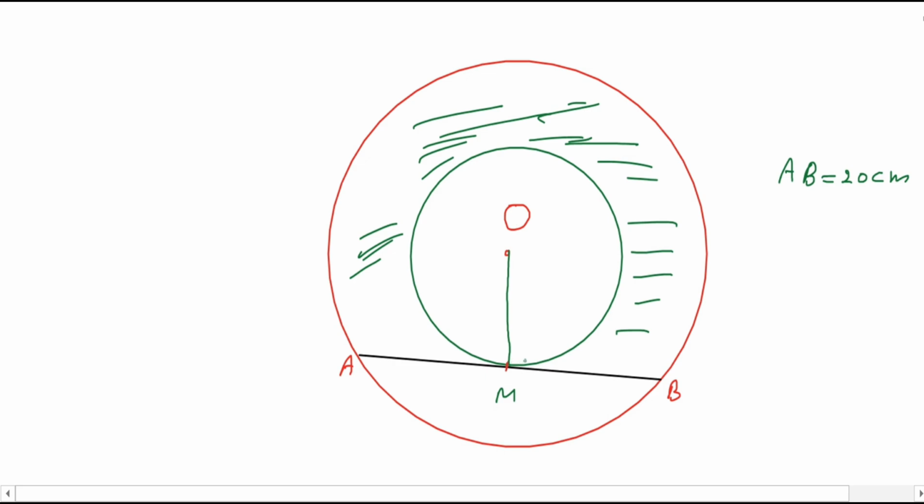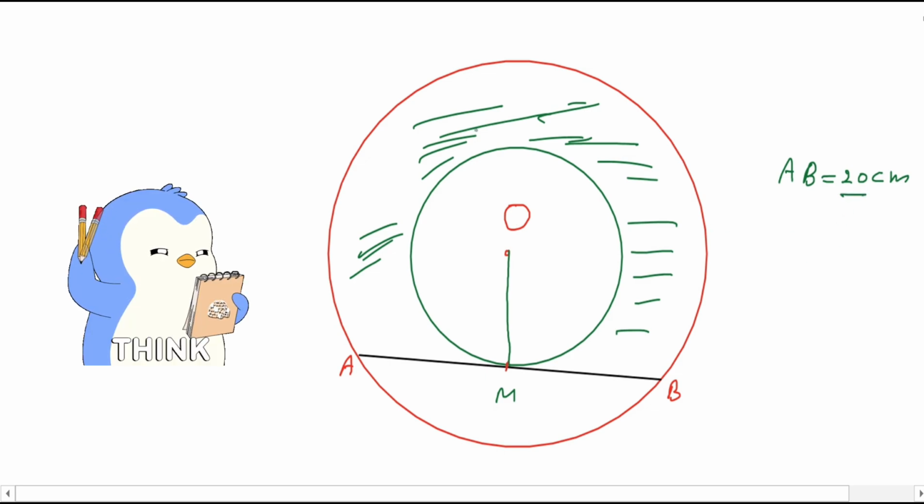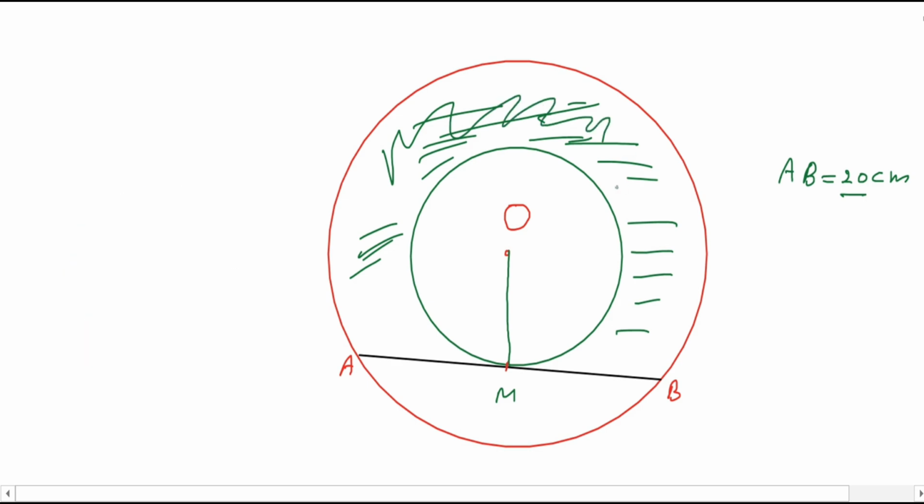So here the length of AB is also given, 20 centimeter, and we have to find out the area of the region lying between two circles. That means we have to find out the area of this one particular circular ring. So in order to find the area of this ring, very first we will be using some construction.